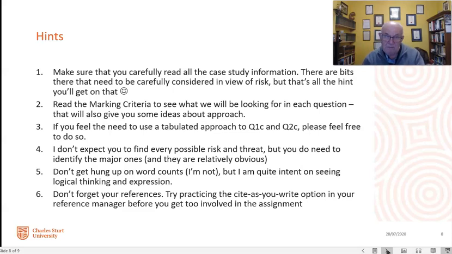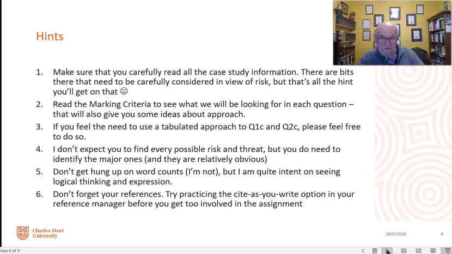If you want to go tabulated in the other questions as well, I don't have any major objections to it, but just make sure it's quite clear what you're doing. Also, we don't expect you to find every possible risk and threat, but you do need to find the major ones, and they are fairly obvious, I've got to admit. Please don't get hung up on word counts, because I'm not, but I am quite hung up on seeing logical thinking and expression. I really wanted to see that you've thought this thing through, not how many words you're putting together.